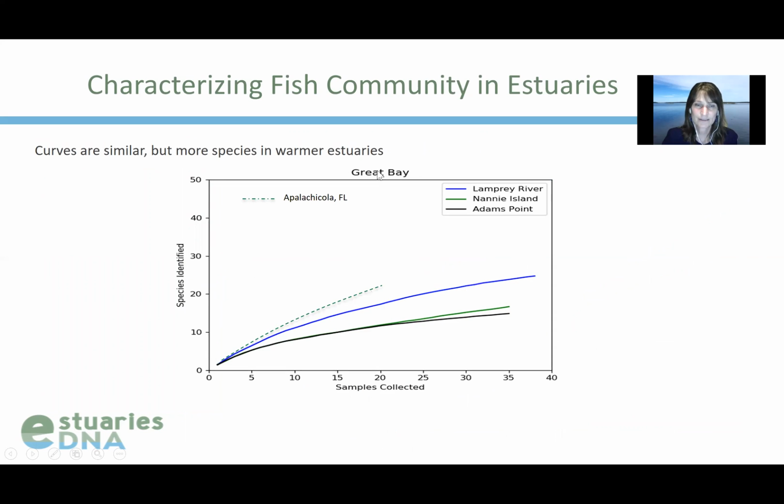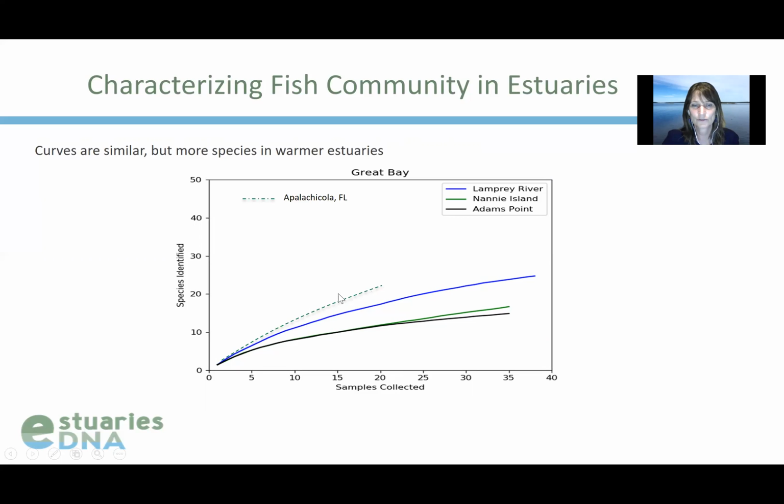We did look at these accumulation curves for other sites, and they tend to be similar. For most of these sites, we don't have as many samples. Some of them were taken to look at different questions, such as whether or not anadromous fish are returning. So we don't have an estuarine sample set for each of these, but if we look at them generally, we see that the curves are similar.